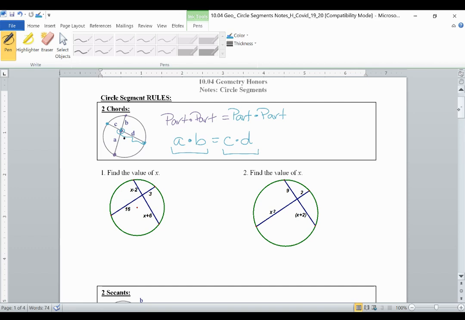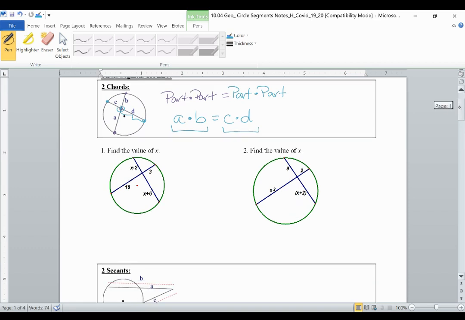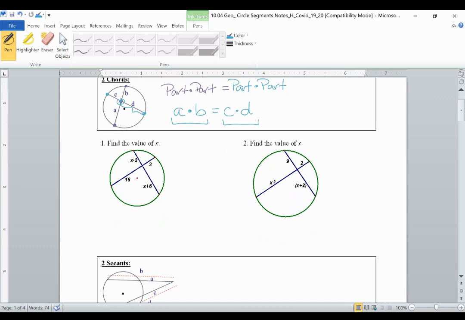All right, let's look at an example. Number 1, find the value of X. Again, we're talking about lengths of segments. So here's our intersection point. We take the first part, so that's X minus 2, times the other part, which is X plus 6. Set that equal to the other chord, so 16 from circumference to the intersection times the intersection to the rest of the circumference piece.